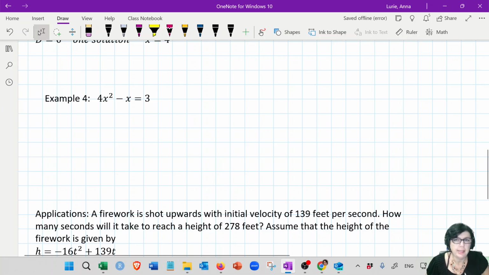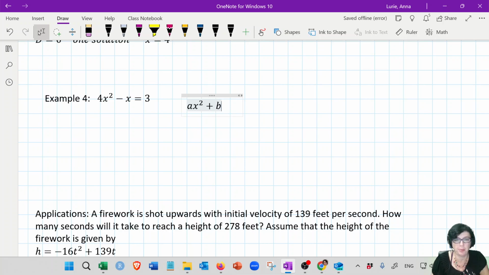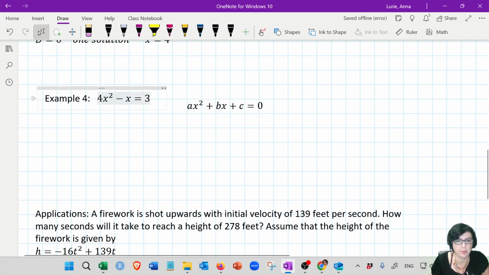Okay, guys, in this example, we're going to take a look at solving quadratic equations using the quadratic formula, but this time the equation will not be written in standard form. So what do we mean by standard form? Standard form is supposed to be ax squared plus bx plus c equals 0. Well, that's not happening here because I do not have a 0 on the right-hand side.